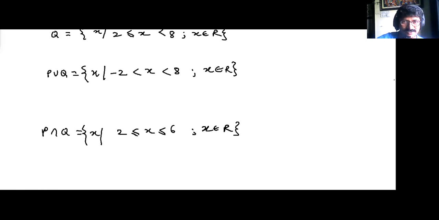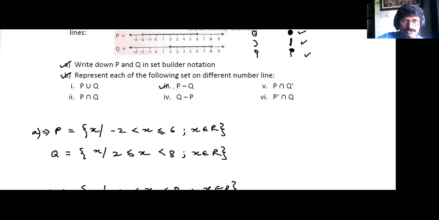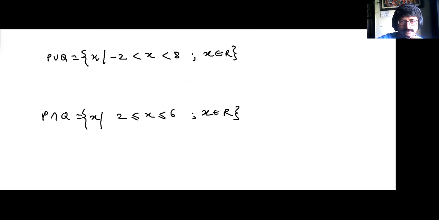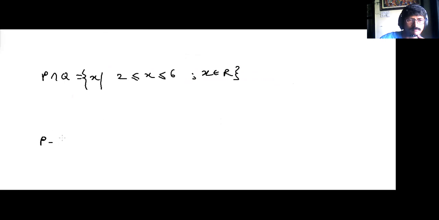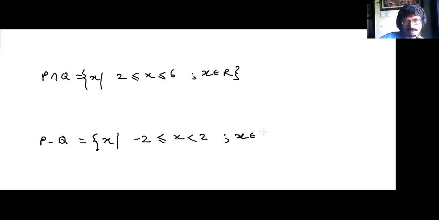I am leaving most of the stuff for you all. Now how are you going to do this P minus Q? So from set P, remove the elements of Q. If you want to remove that, then 2 will go. So it will be -2 to 2. Since it is included over here, it will be excluded over here, isn't it? I hope some people are not getting that idea properly. One second. Okay. So what will be P minus Q? From the set P, remove the elements of Q. So X such that -2 less than or equal to X less than 2, and X belongs to real numbers, isn't it?